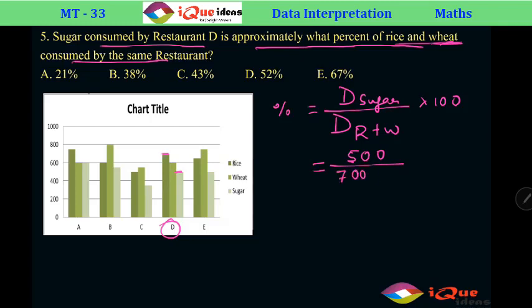Okay, and D wheat is this one, this is 600. All right, this is equal to into 100. So it is 500 divided by 7 plus 6, 1300 into 100. All right, so 0, 0 cancel.